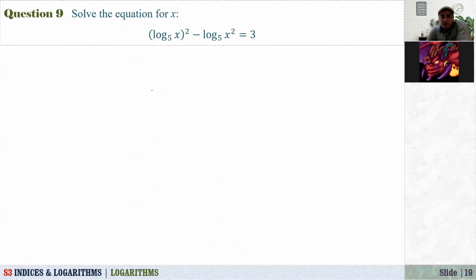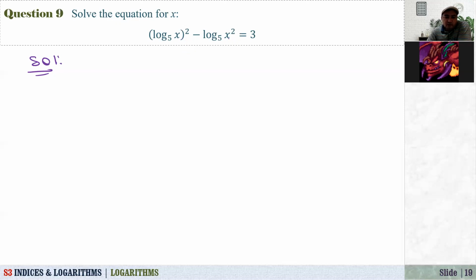Another example, a little bit tricky one, but it's fine. Logarithm of x to the base 5 minus logarithm of x squared to the base 5 is equal to 3. So immediately, what are the possible solutions? Where should we look for the solution of this equation?